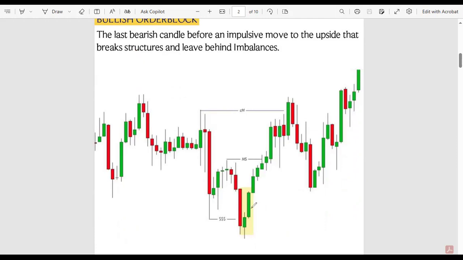Looking at this area here, you can see this last red candle, which is the last bearish candle before this impulsive move. You see this impulsive move here, which created breakout structure. Breakout structure can either be a market structure shift or a change of character, because this is the breakout structure in the opposite direction.